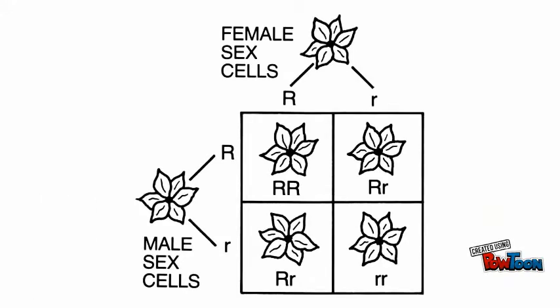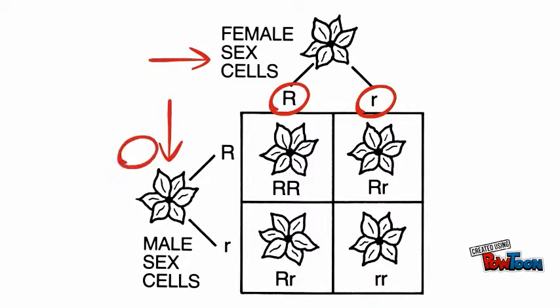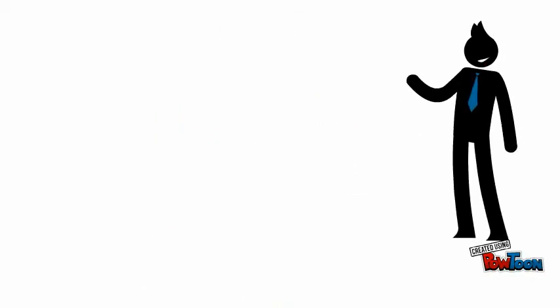So here is a picture of a Punnett square. The female sex cells go across the top, the male across the side, and then we cross them. Capital R go in the first box, capital R, lowercase r in the bottom left-hand corner, and so on.